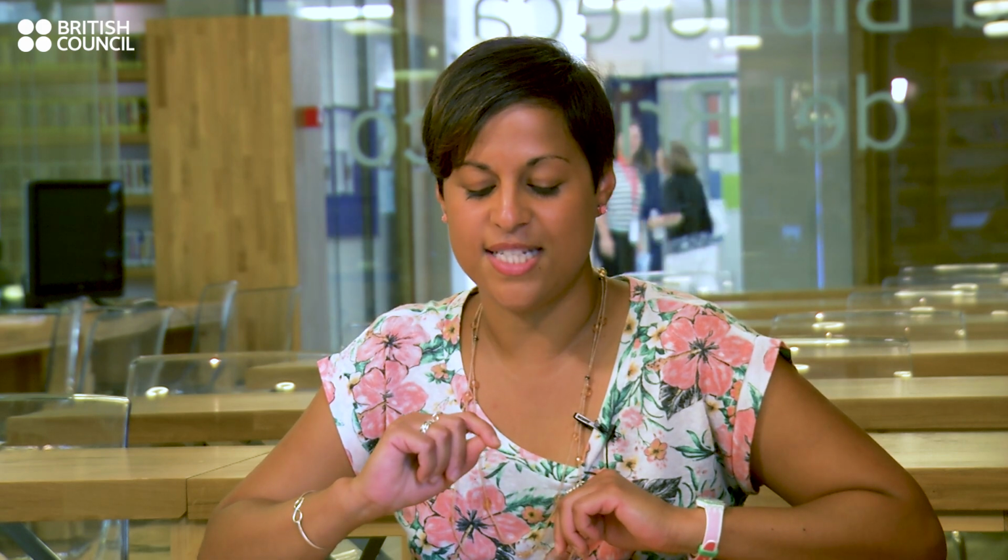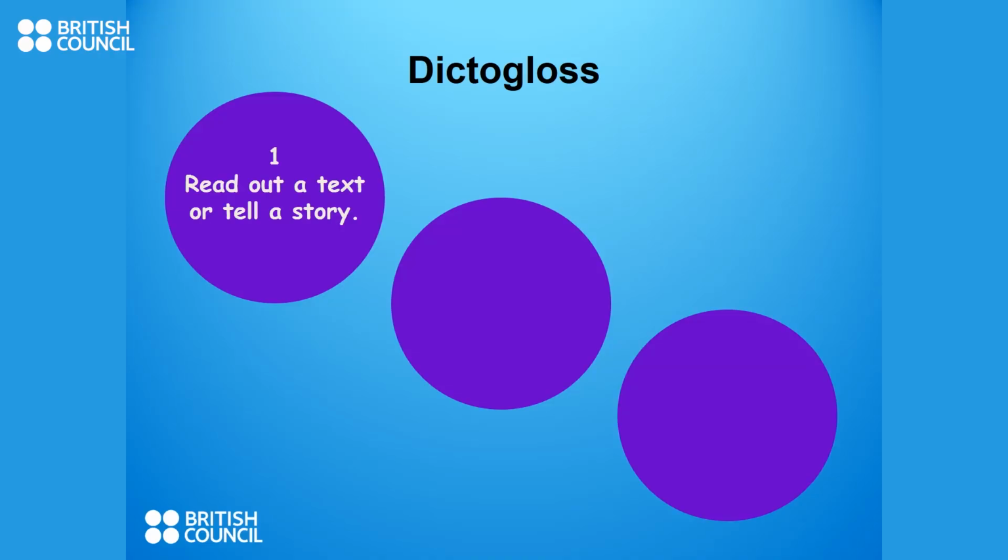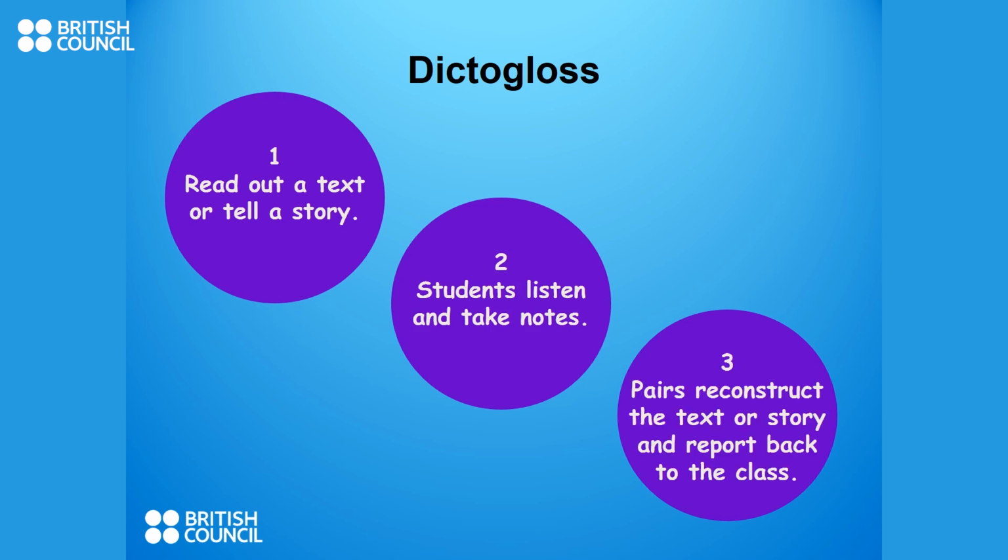So some activities to promote these. So first of all, an activity called dictogloss. So dictogloss is a multiple skills activity, and it has three very simple stages. The first stage is that the teacher reads out a text or tells a story. Secondly, the students listen and take notes, or if they're very young learners, they can draw pictures to help them remember what you're saying. And then finally, the students in pairs reconstruct the story and then report the story back to the class.